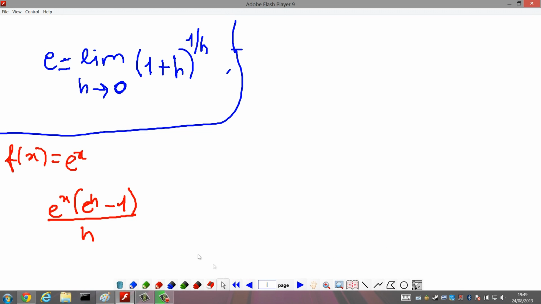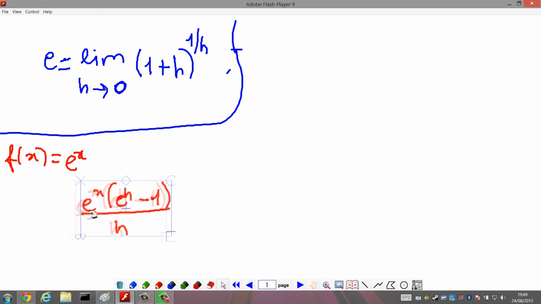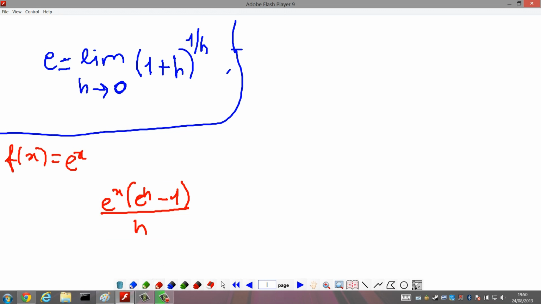So what I'm saying right here is that f prime of x equals the limit as h approaches 0 of this. Okay. Now let's put this on hold a little, and let's work on our other expression here.